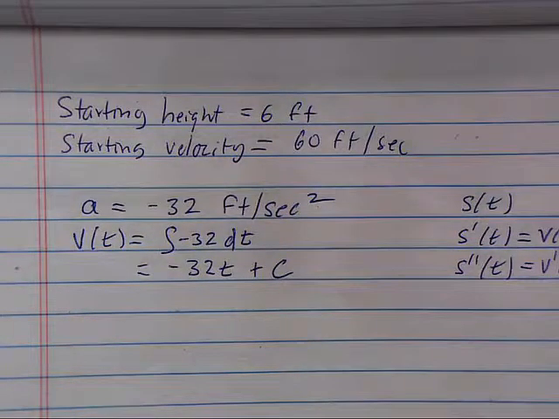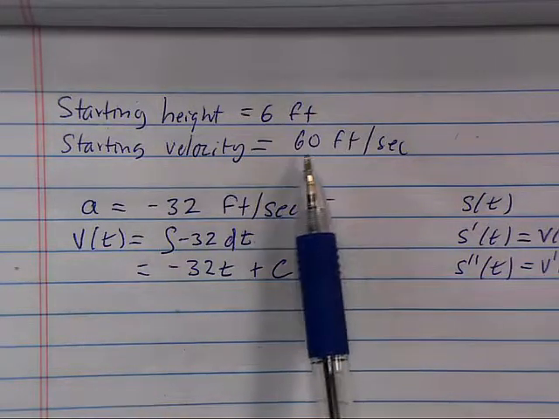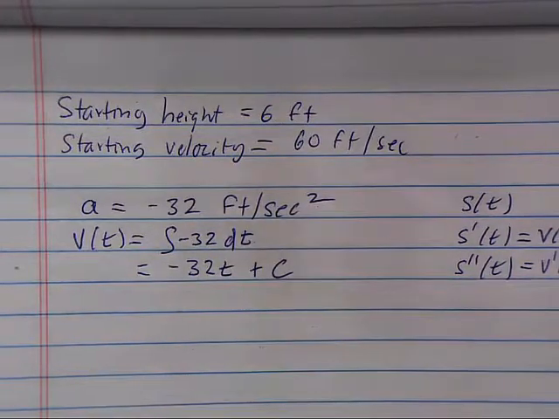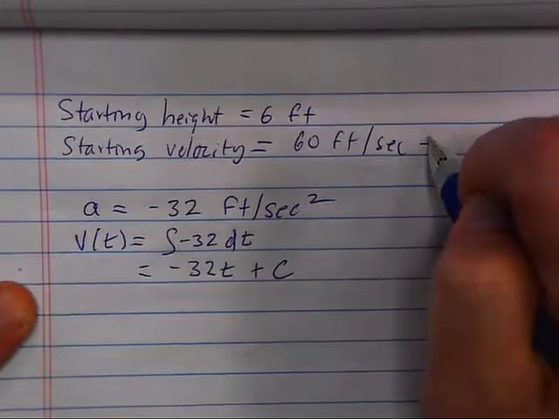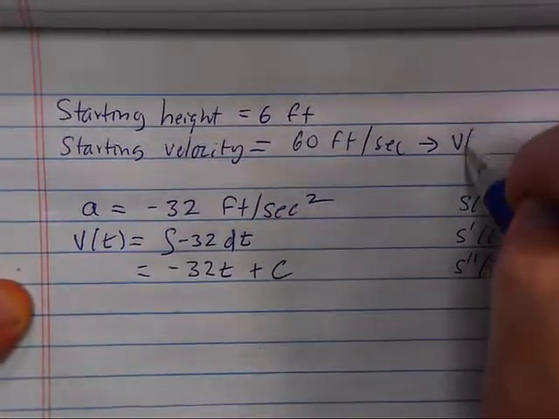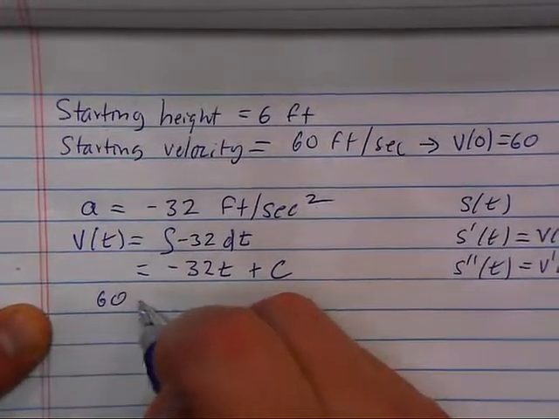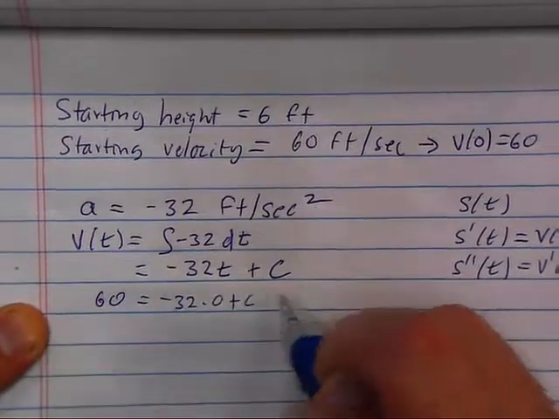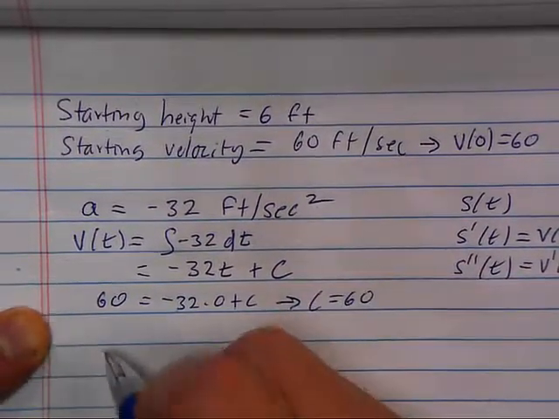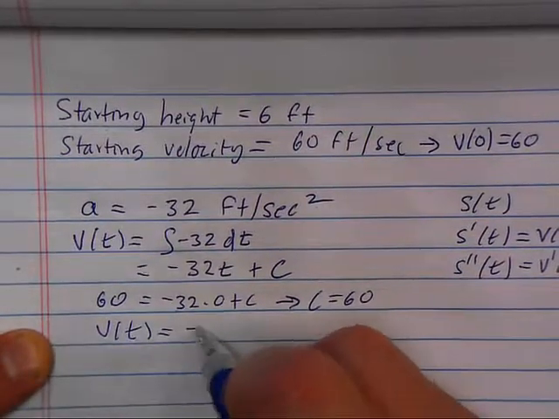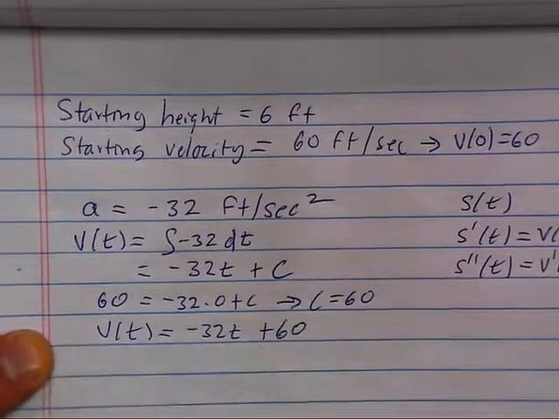Now what do I do? Put 6 in for c. Close. How would I put 60 in for c? Why should c be 60? Because this is velocity. So, starting velocity, this is another way of saying v of 0 equals 60. So if I plug that in, I get 60 equals minus 32 times 0 plus c, which tells me c is 60. So my velocity function is negative 32t plus 60.